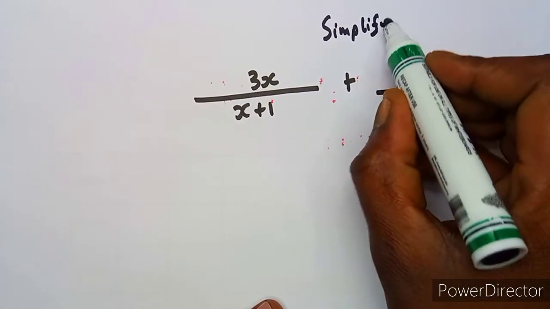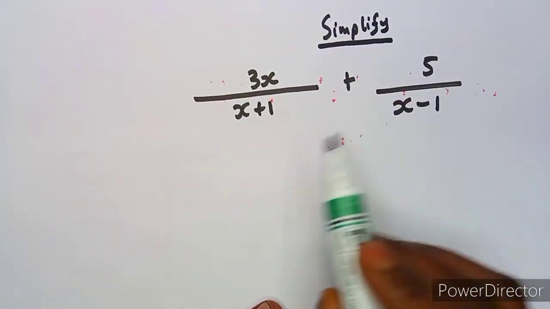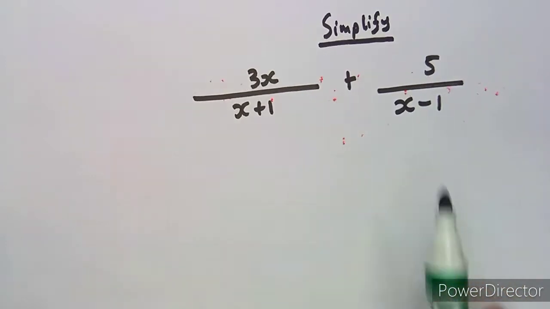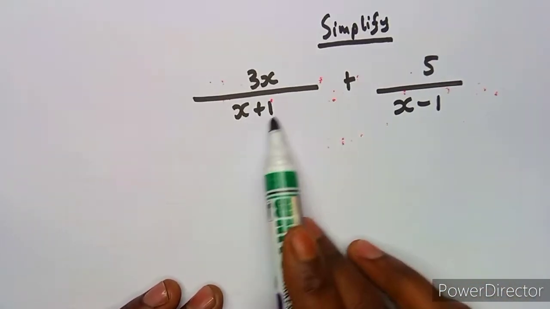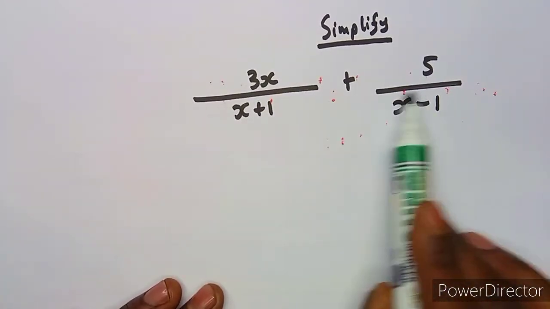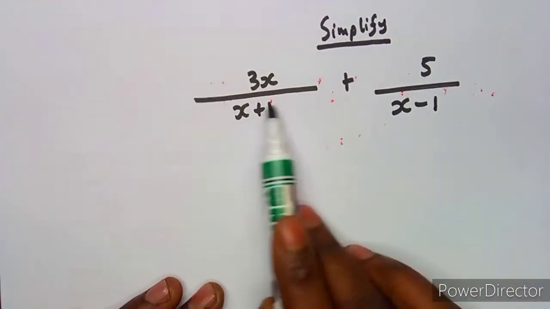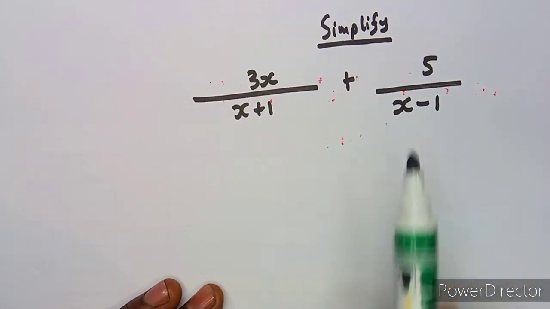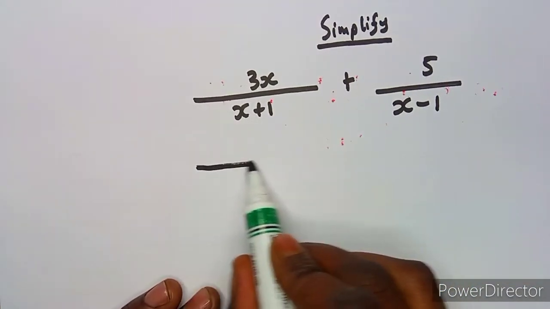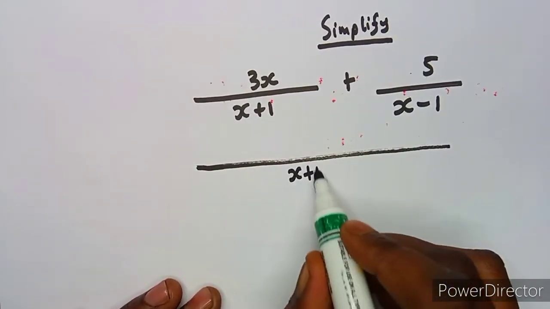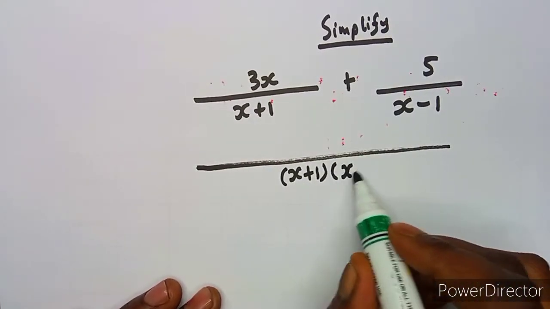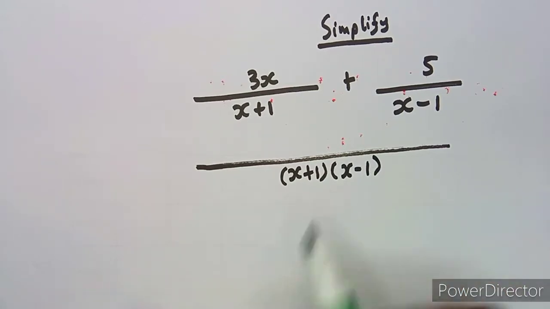Since we are adding here, you are not multiplying or dividing, you are adding. So you find the LCD, which is the LCM of the denominators here. You have got x plus 1, you have got x minus 1 here. So you just take these as they are. You do not repeat the values. So x plus 1, you take it as it is, and x minus 1, this is going to be your LCD or the LCM.